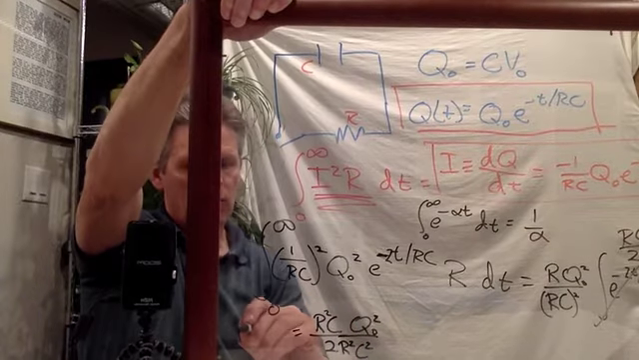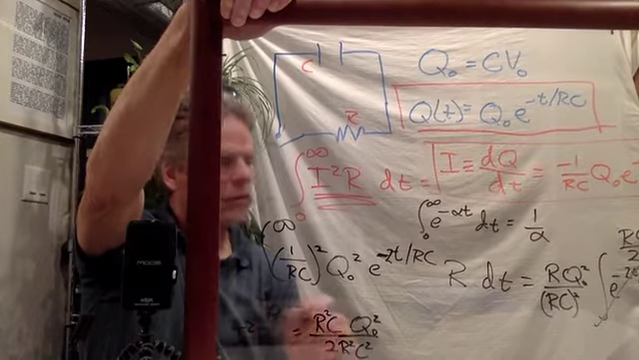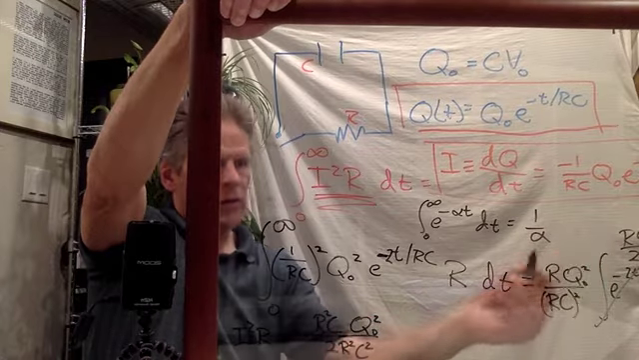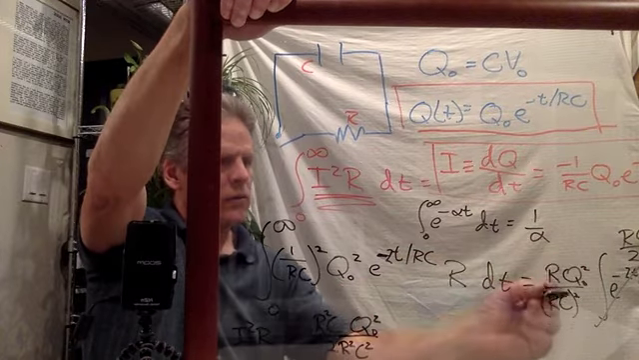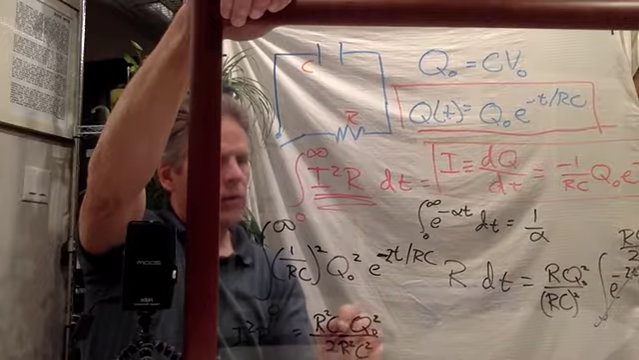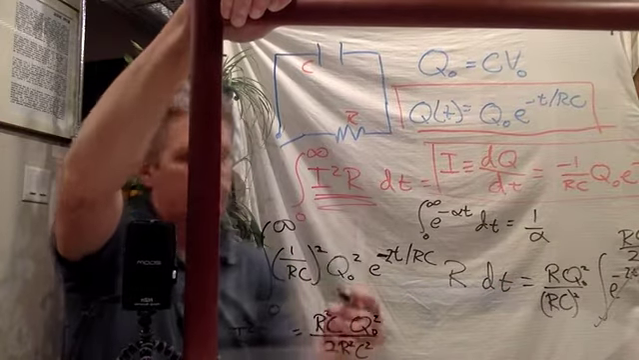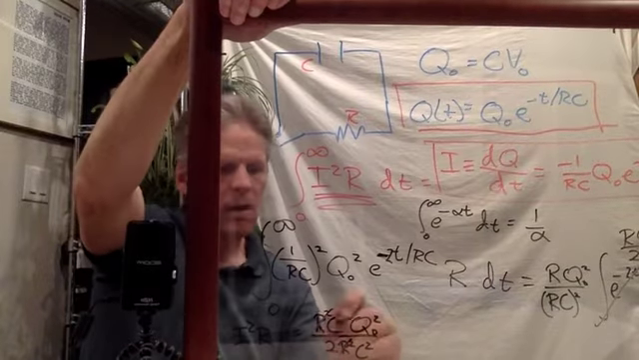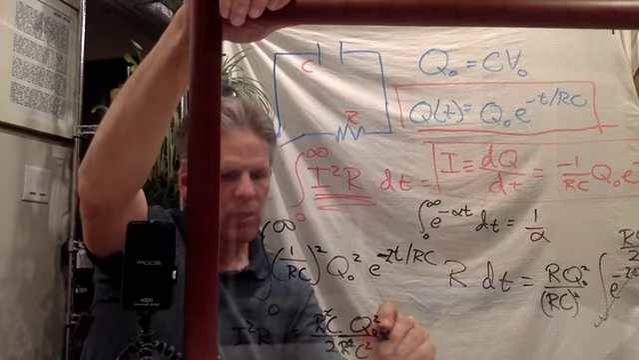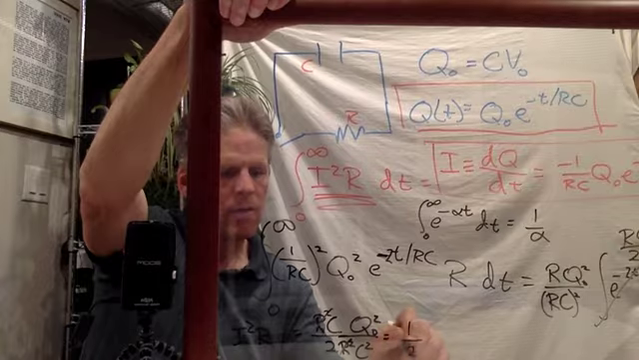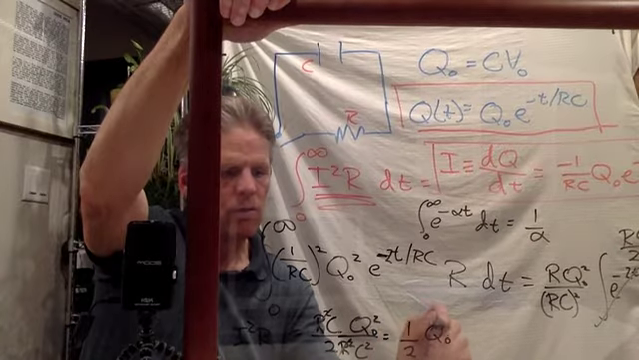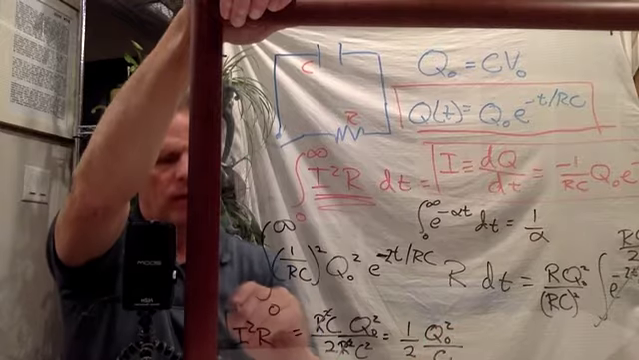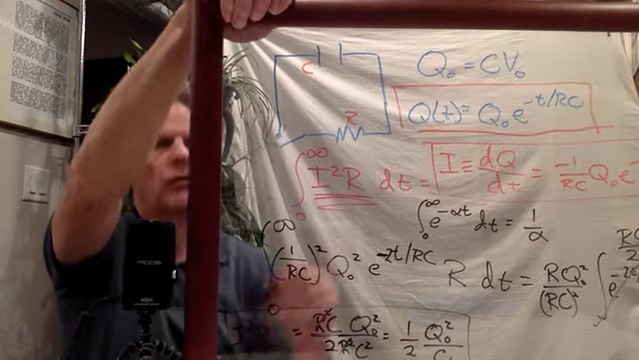This equals I squared R. Let's take a look at it though. So make sure: R squared C, 2 R squared C squared Q0 squared. Yep, that looks good to me. Okay, so R squared cancels our R squared. One of these C's cancels this. We have 1/2 Q0 squared over C. So this is the energy dissipated through the resistor.